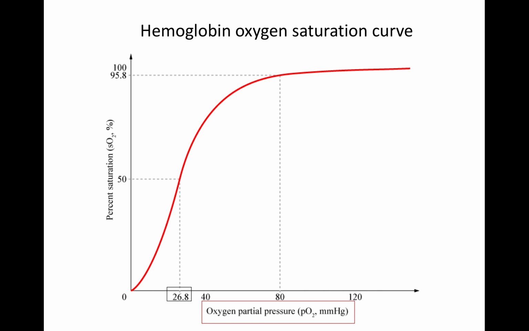So we can look at one value here, which is relatively low. 26.8 millimeters mercury is the partial pressure of oxygen. At that partial pressure, 50% of the hemoglobin is bound to or saturated with oxygen. Okay. And if there's more oxygen, so let's say an 80 millimeter mercury partial pressure of oxygen, probably not surprisingly, you'll find that more of the hemoglobin is bound to that oxygen. Okay, roughly 96% or so of the hemoglobin is bound to oxygen when the partial pressure of oxygen is 80 millimeters mercury.